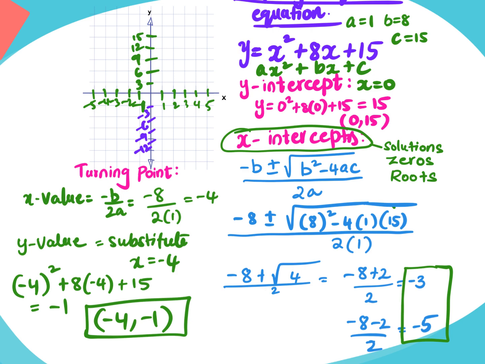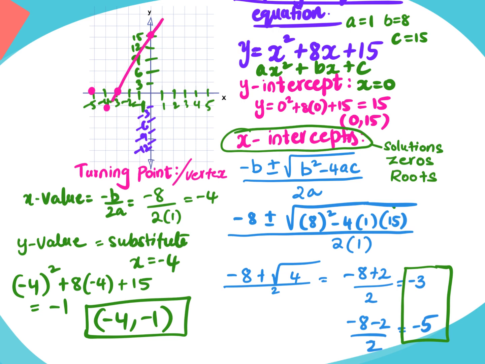Okay, so let's now plot the points. The y-intercept is (0, 15). Next, what are your x-intercepts? One is at -3, the other one is at -5. And then we have a turning point. Your vertex or turning point is the same, guys, so just keep that in mind. Vertex or turning point means the same thing, which is at (-4, -1).